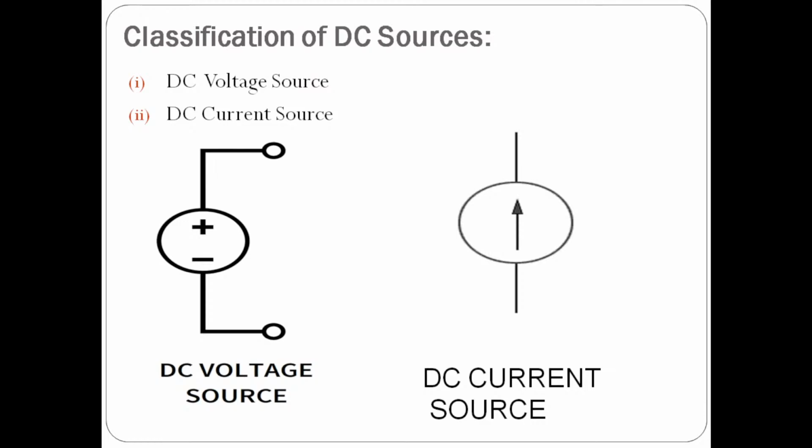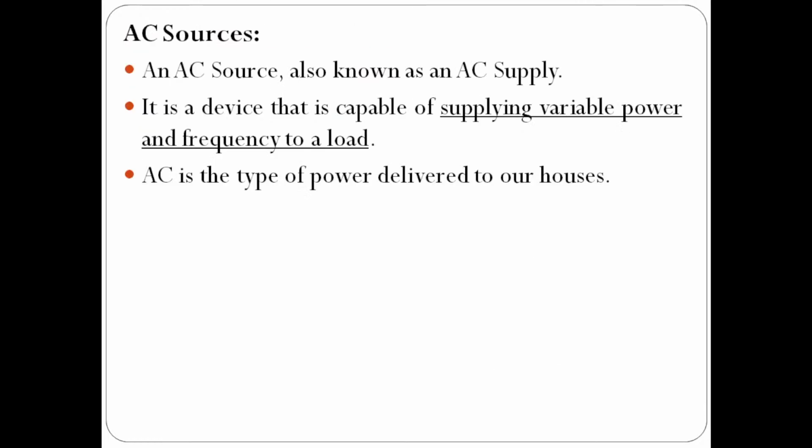AC sources will always provide alternating voltage or alternating current. Just now I have discussed the DC current.